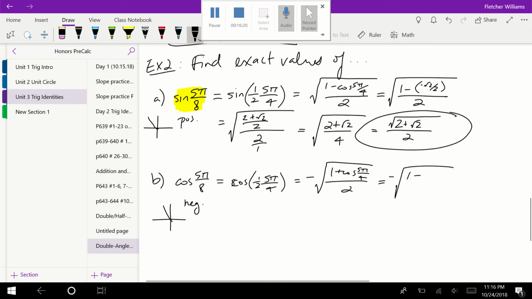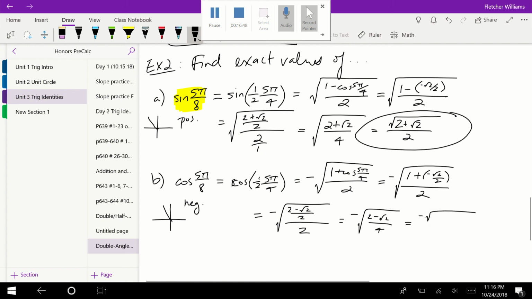Okay, 1 plus negative root 2 over 2 over 2. Negative 2 minus root 2 over 2 over 2. Minus 2 minus root 2 over 4. Or a final answer of this: minus root 2 minus root 2 over 2.